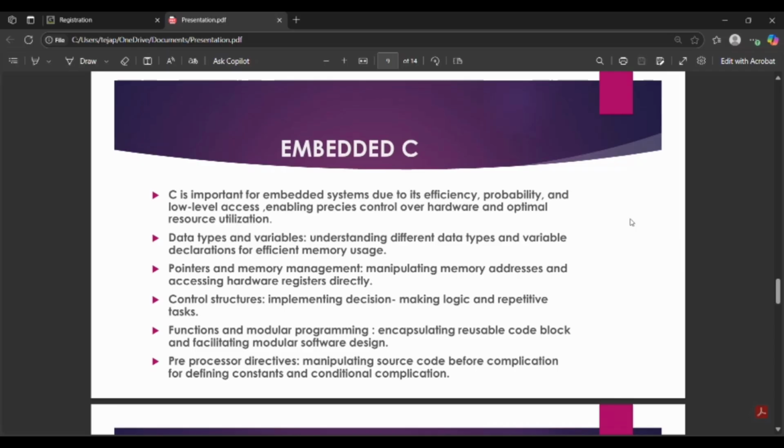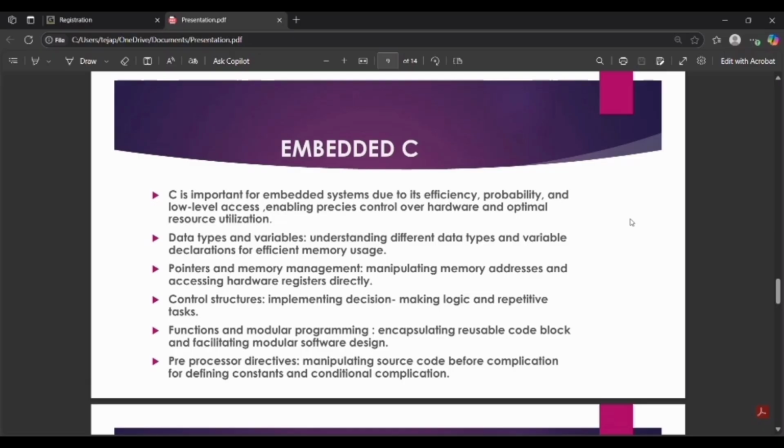Pointers and memory management: manipulating memory addressing and accessing hardware registers directly. Pointers are used to address memory directly, and they have a big impact on the whole of C. We have to learn pointers in C first. Control structures: implementing decision making, logic, and repetitive tasks.